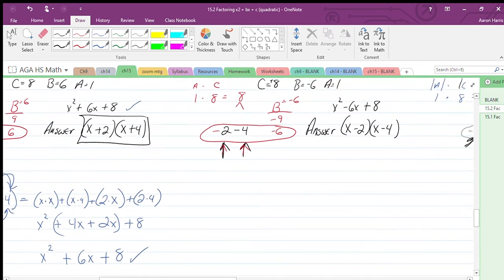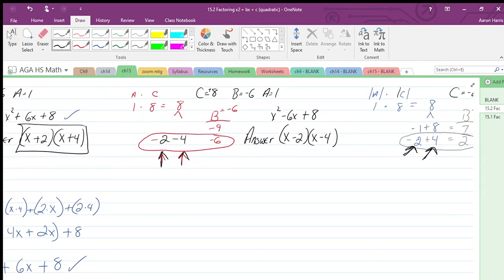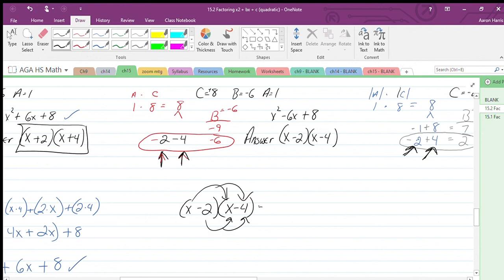All right, what about the next one? Well, we said that x minus 2 times x minus 4 is going to get me x squared minus 6x plus 8. So let's see. We FOIL: first, outer, inner, and last. So what is that equal to? X times x plus x times a negative 4 plus negative 2 times x plus negative 2 times negative 4.